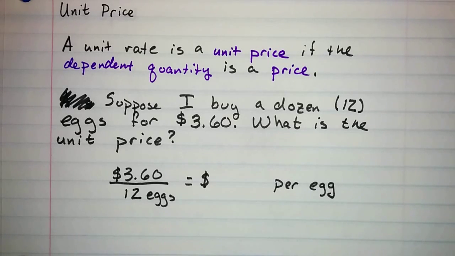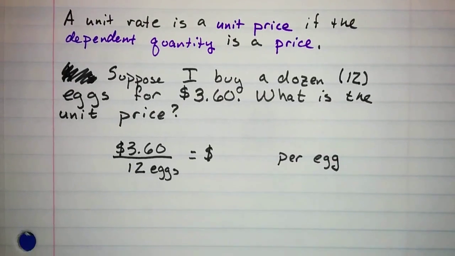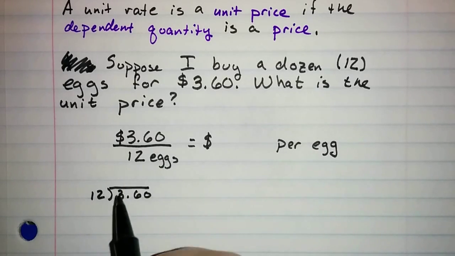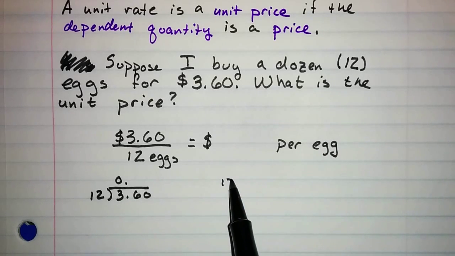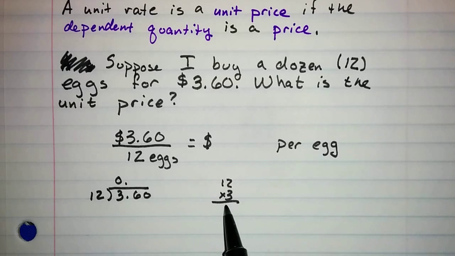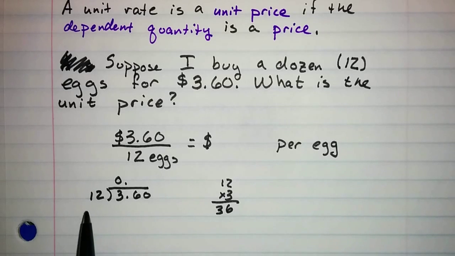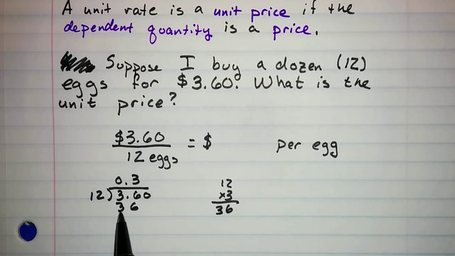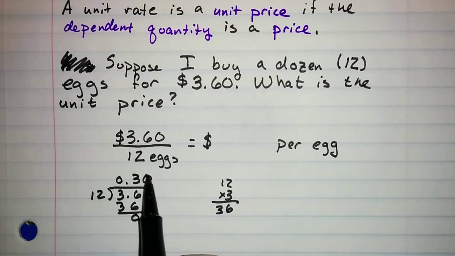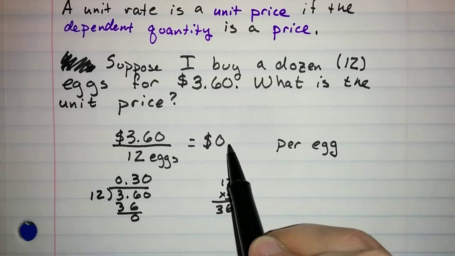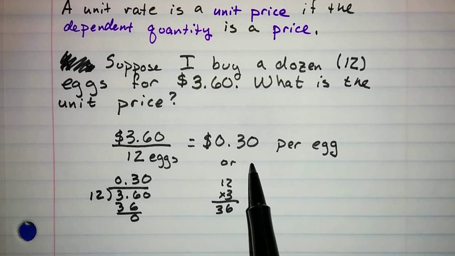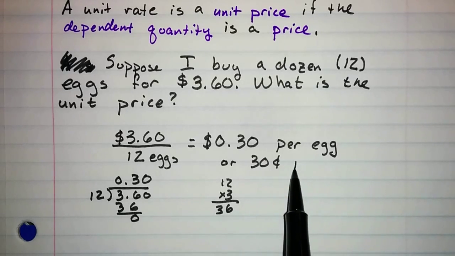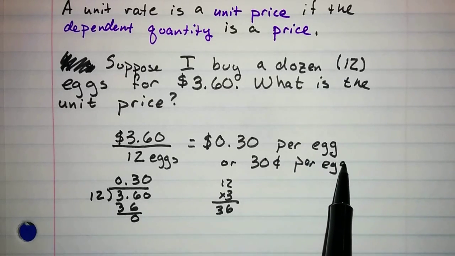And to find out how many dollars per egg, we'll just do this division. So 12 goes into 3, not at all. Into 3.6, I think 3 times, right? 12 times 3 is 36. 3 minus 3, 0. Nothing left, but I'll fill in the extra 0 because we're talking about money. $0.30 per egg, or we could report this as 30 cents per egg, if we'd rather.